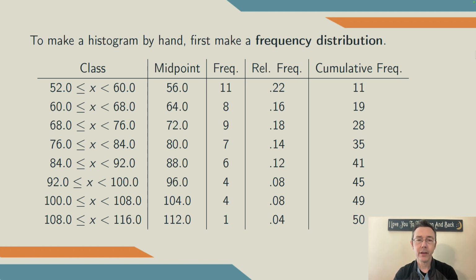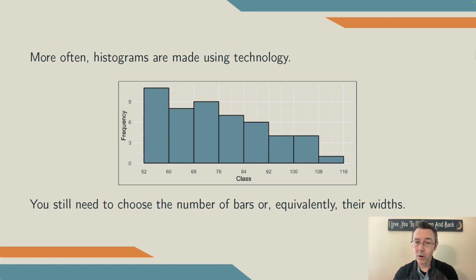More frequently these days, histograms and other data visualizations are made using technology. Even if you are making your plots using technology, like I always am, you're not excused from understanding what's going on there. You have to know how to read them, how to interpret them, how to explain them, and from the construction standpoint, you have to make some human decisions about the construction. For instance, in a histogram, at minimum, you have to decide how many classes you want, how many bars you want, or equivalently, how wide they should be.